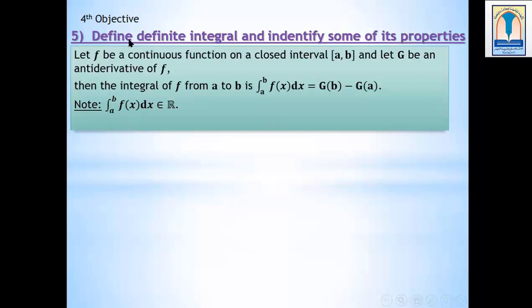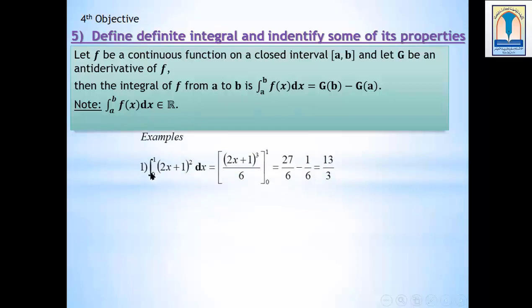5. Define the definite integral and identify some of its properties. Let f be a continuous function on a closed interval a, b, and let g be an antiderivative of f. Then the integral from a to b of f of x dx equals g of b minus g of a. Note, the integral from a to b of f of x dx belongs to R.